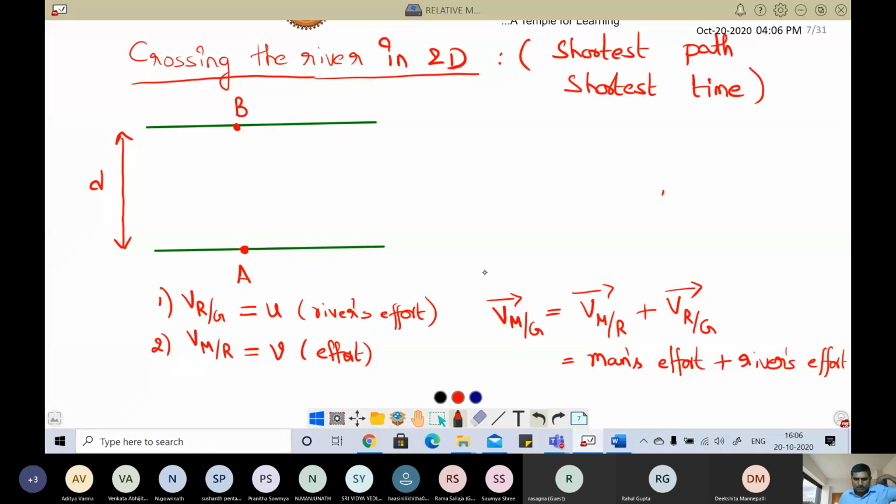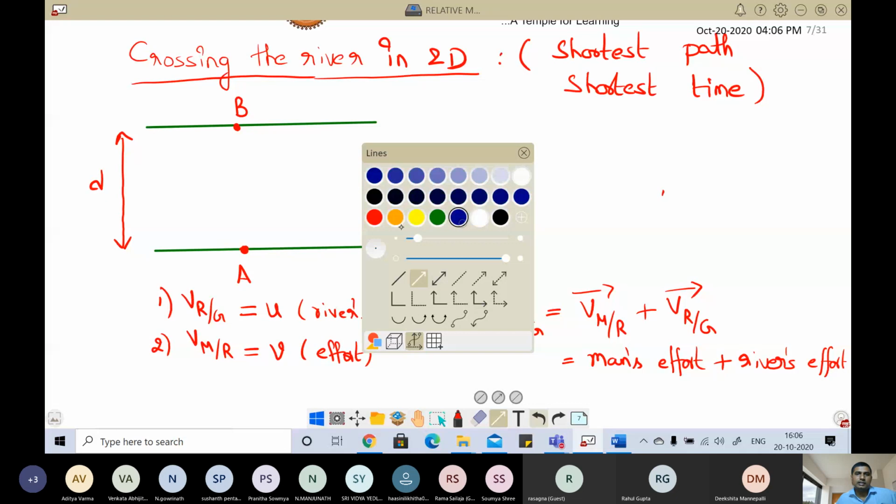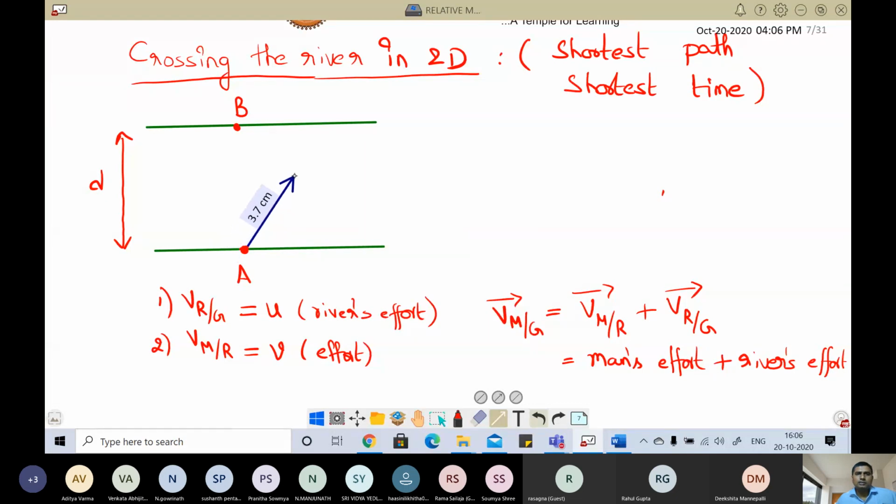Now let us see. For simplicity, we have taken the velocity of river with respect to ground as u, and the velocity of man with respect to river as v. We'll also take the angle in general. Right now we are not discussing either shortest path or shortest time. Suppose this is the velocity of man with respect to river, which is v, making an angle theta.